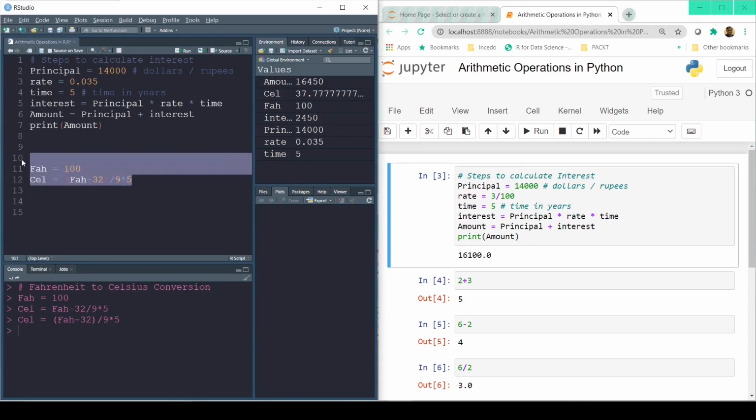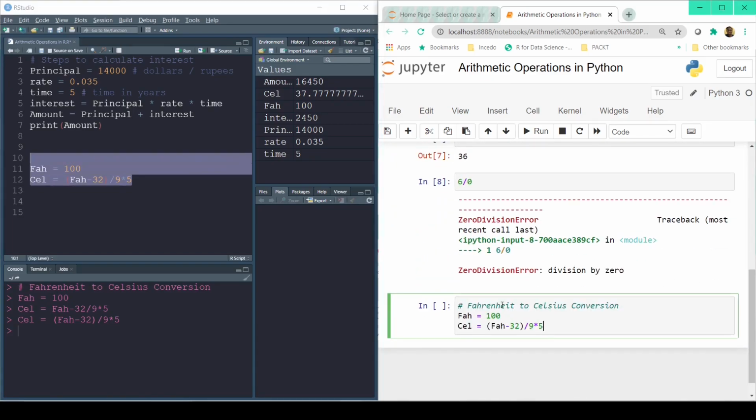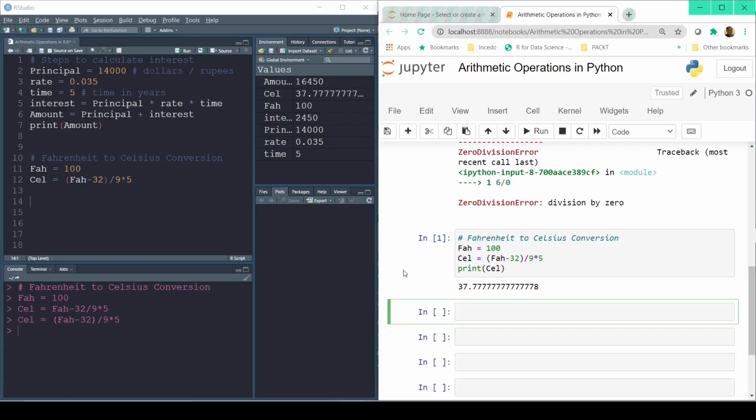If we try to run this in Python, it's exactly the same. And if I just type print CEL here, it will give me 37.77. Once again, I just did a plain copy paste because the code in Python and R for arithmetic operations is exactly the same. Okay, now let's try to solve a few problems in Python and R.